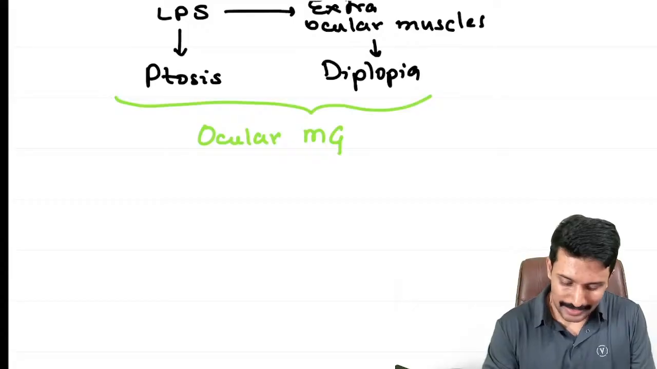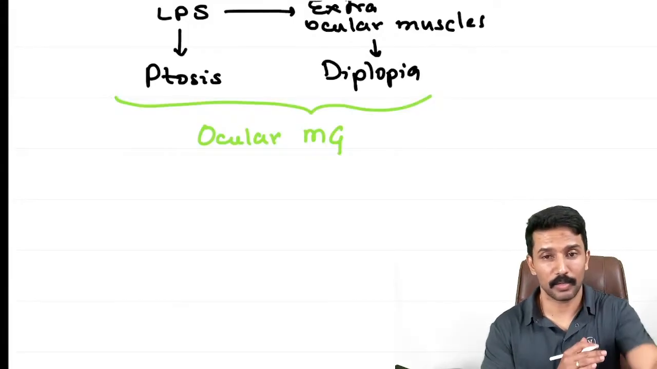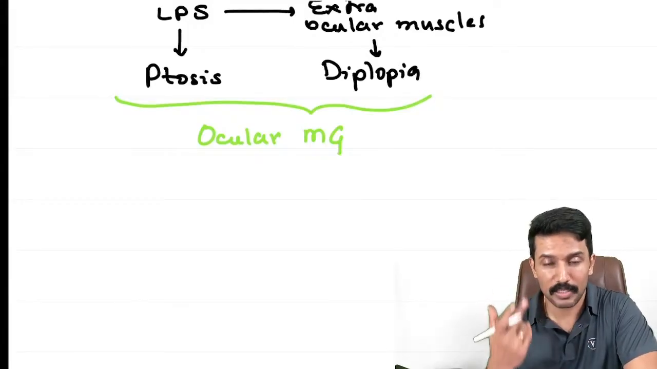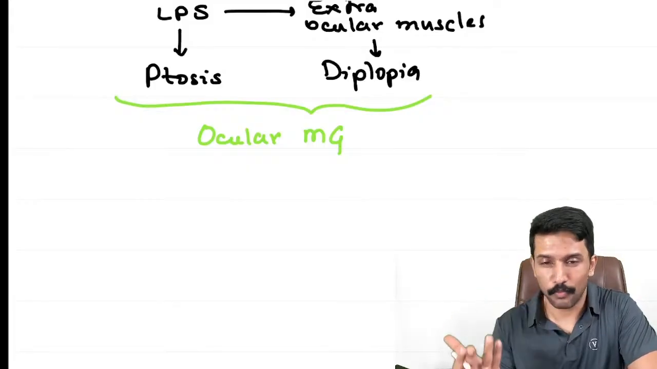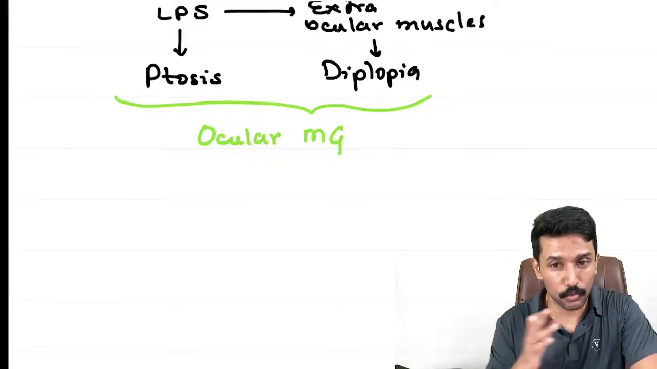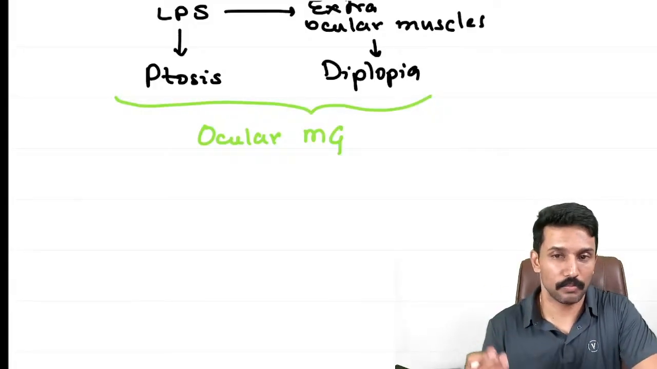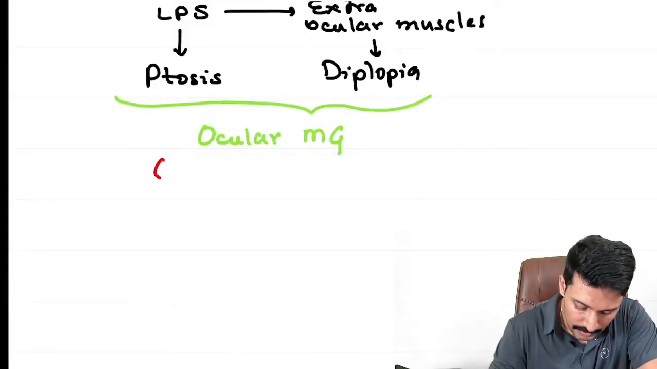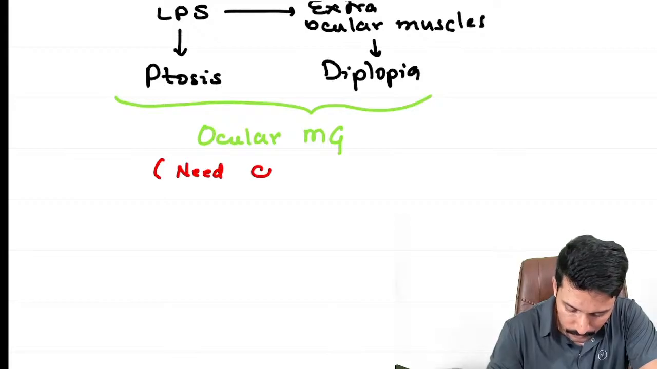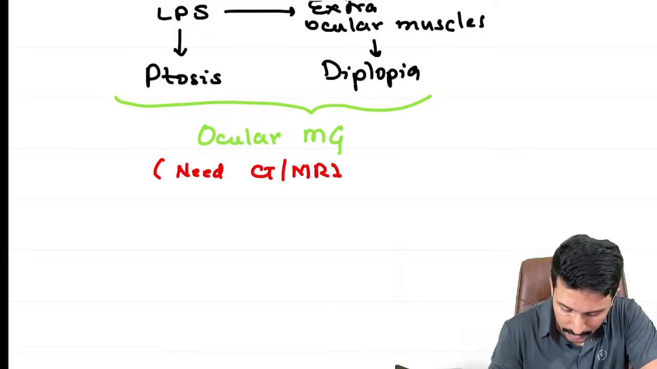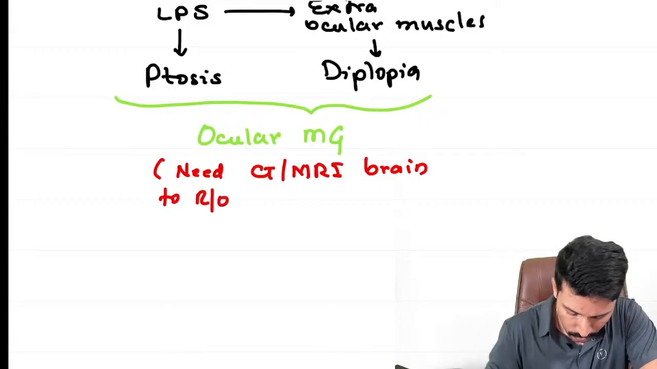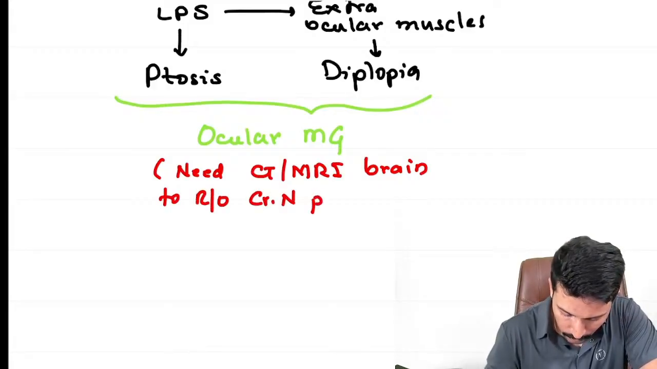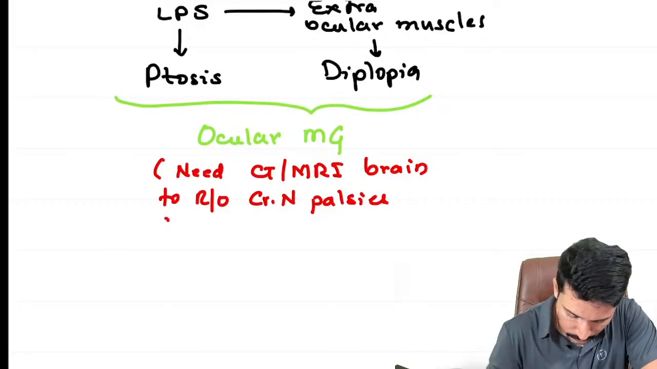And I want you to remember one extra point here. When you're talking about ocular myasthenia gravis, eye muscle weakness, diplopia, and ptosis can happen in third cranial palsy or multiple third, fourth, sixth cranial palsies. We need to rule them out before we consider it a case of myasthenia gravis. So that's why these patients need CT or MRI brain to rule out cranial nerve palsies before diagnosis.